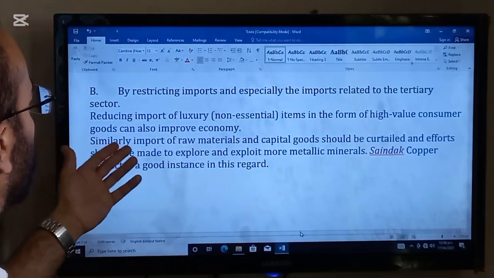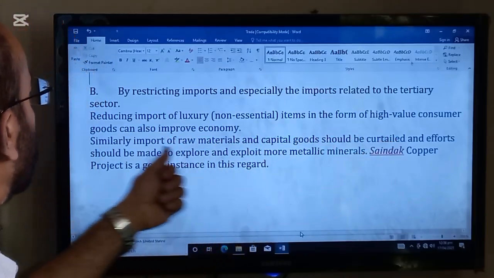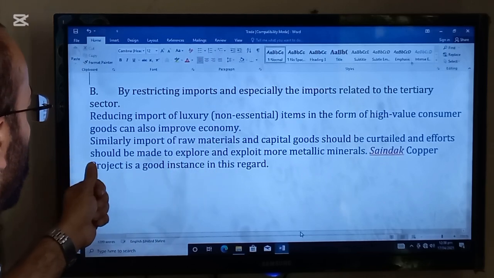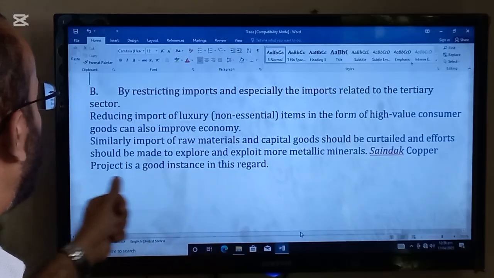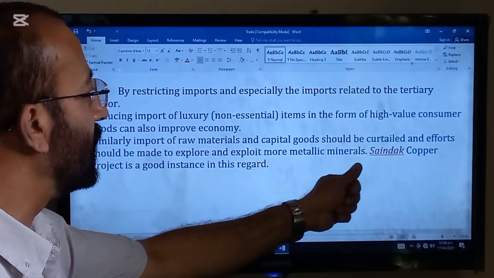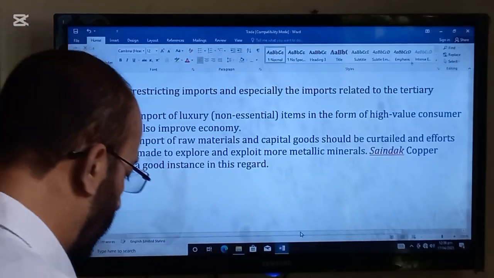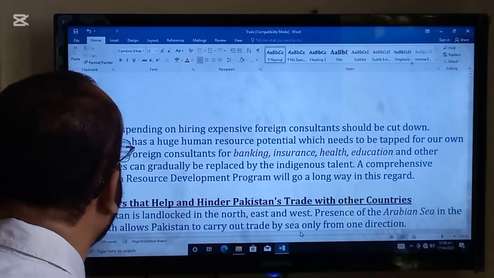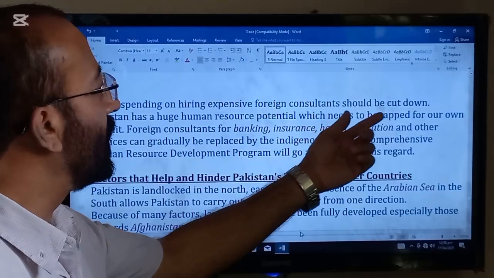Reducing the import of the luxury items in the form of high value consumer goods can also improve economy. Similarly, import of the raw materials and capital goods should be curtailed, and efforts should be made to explore and exploit more metallic minerals. That is, Saindak Copper project is a good instance in this regard. Heavy spending on hiring expensive foreign consultants should be cut down.